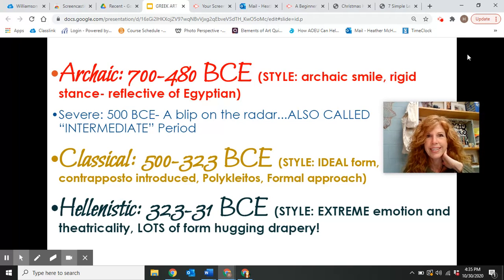Then the classical period happens, right? This boom of knowledge, this boom of architecture and artwork, just kind of like the Renaissance. And then in classical, you've got ideal form, contrapposto, Polykleitos's canon, very formal approach. Then you have Hellenistic, and Hellenistic is so fantastic.